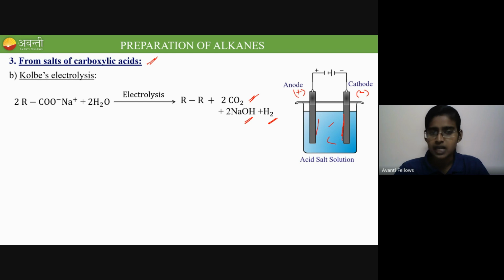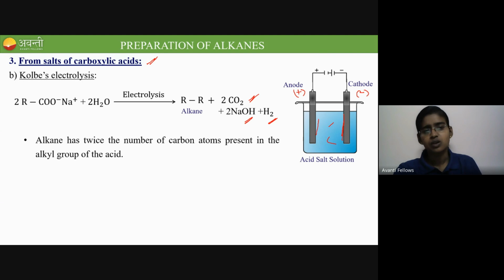So from Kolb's electrolysis, we are going to get four different products, but among those four, only one is the alkane, of formula R-R. In decarboxylation, we got R-H. In Kolb's electrolysis, R-R. But the reactant is the same, sodium salt of carboxylic acid. Now, in this reaction, the alkane has twice the number of carbon atoms present in the alkyl group.